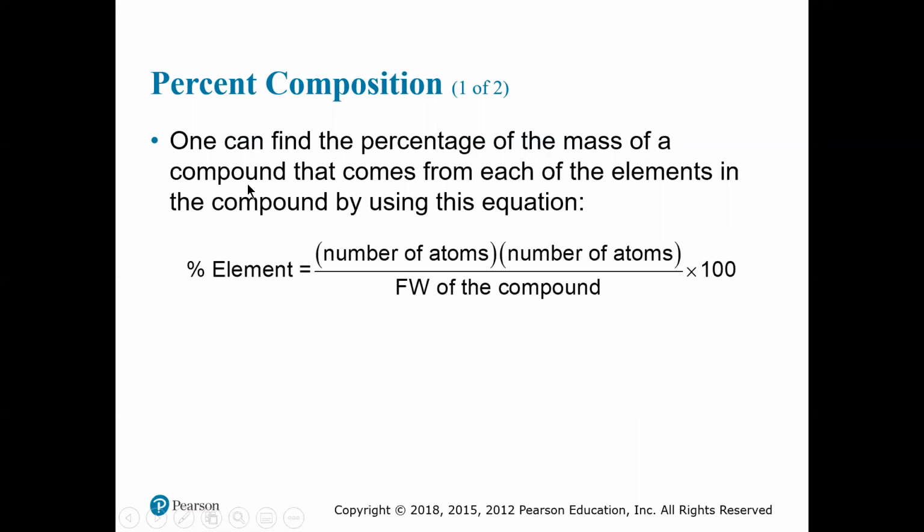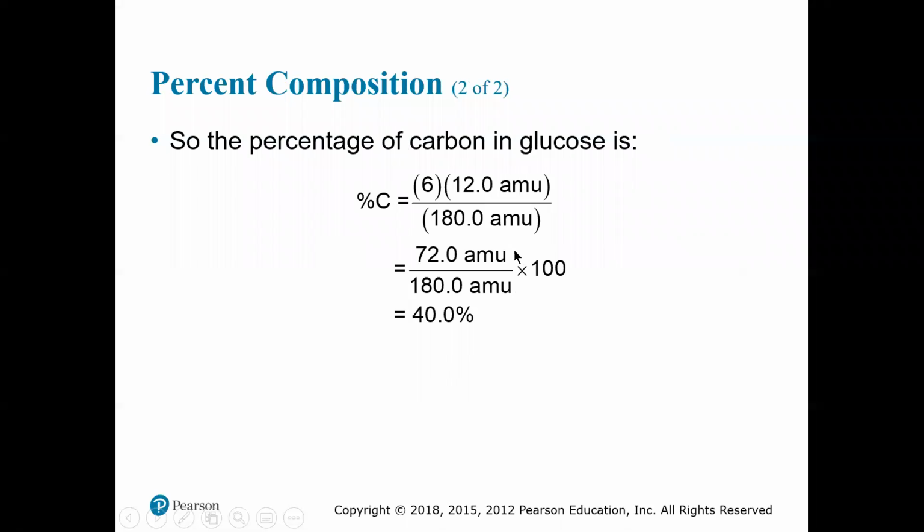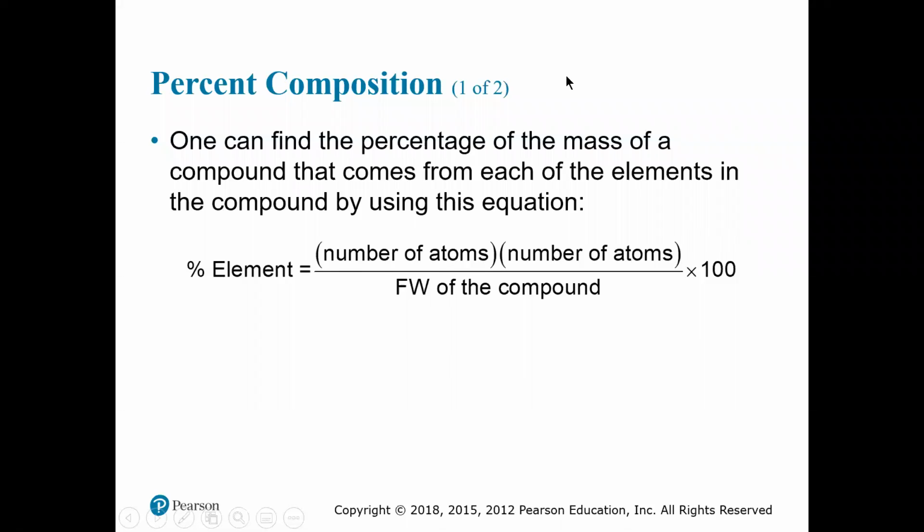All right, so percent composition. You can find the percent of mass of an individual element within a compound by using a pretty simple equation. So the percent of the element is equal to the number of atoms times formula weight, divided by the formula weight of the compound, times 100. I don't know why it says number of atoms times number of atoms; it should say number of atoms times formula weight.